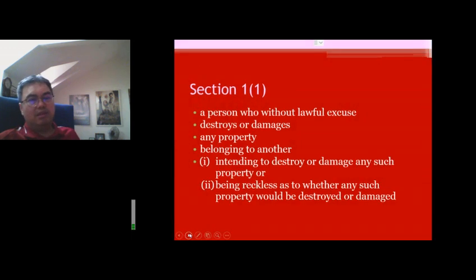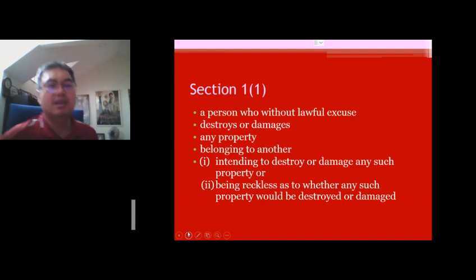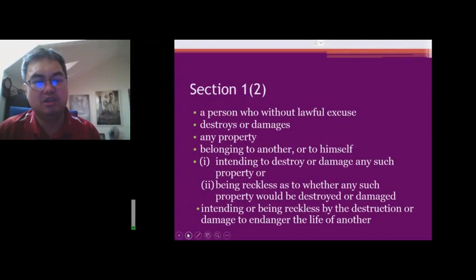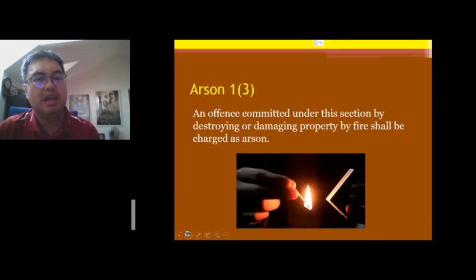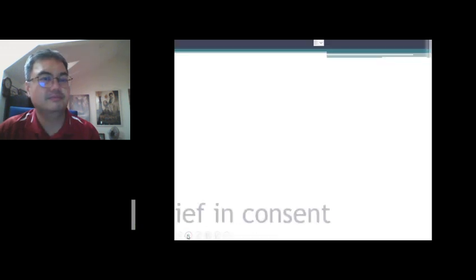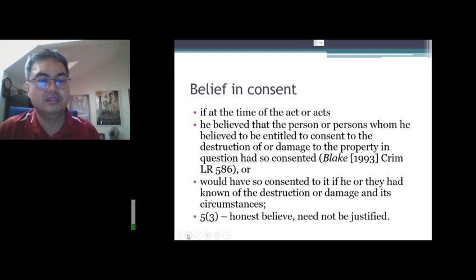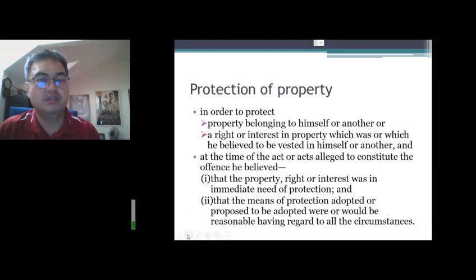Right, so section 1.1, a person without lawful excuse destroys or damages property belonging to another with the intention or being reckless as to destroying or damaging the property. The key case will be Morphitis v Salmon, where the usefulness or the value of the property has been impaired, and therefore we consider that to be damaging that property. 1.2 is where the damage or the destruction endangers the life of another, and 1.3 is where the damage or the destruction was caused by fire. The defense to 1.1 would be if the person believed he had the consent, or believed that he was acting to protect other property.